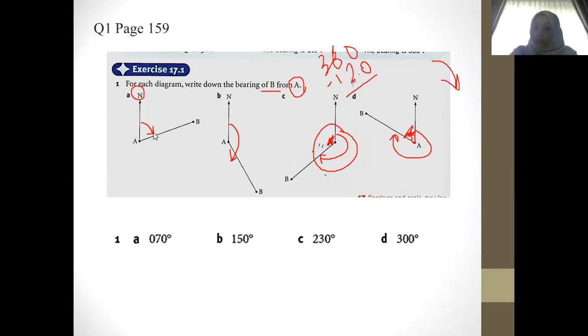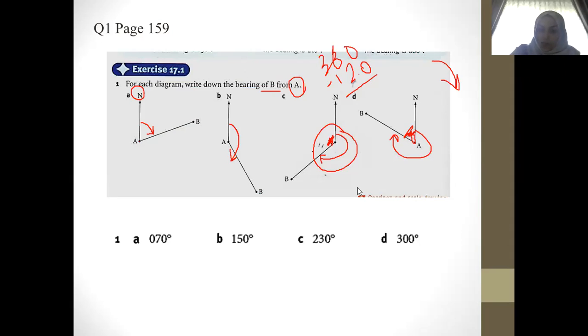For example, this was 70 degrees. We don't write it in 2 digits. We write it as 3 figures. So it's 070. Here it's an obtuse angle, so it was 150 degrees. What about this one? How did they find it as, for example, 230?